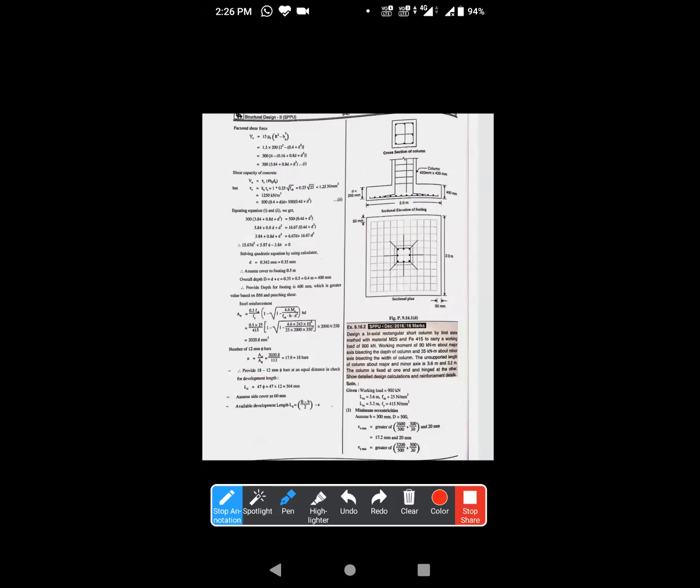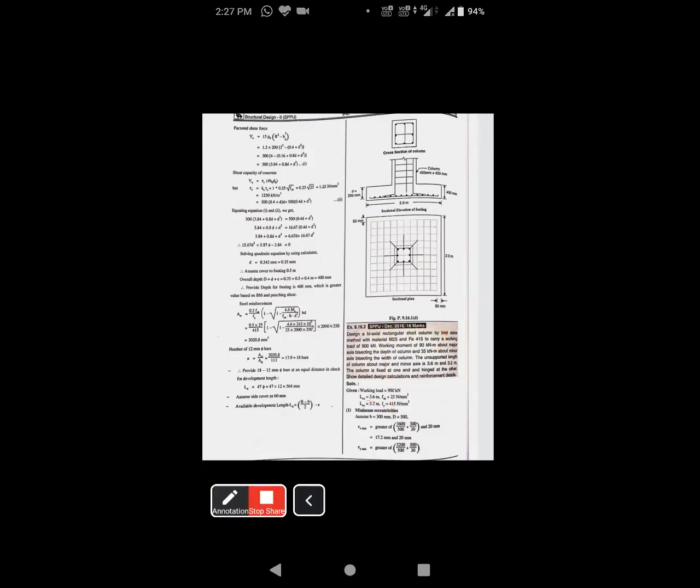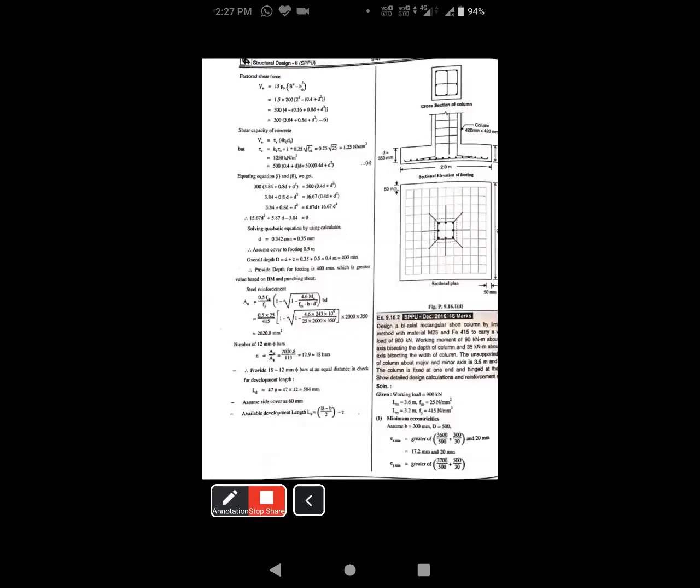Okay, next question is, design a biaxial rectangular short column by limit state method with material M25 and Fe415 to carry a working load of 900 kilonewton, with moments of 90 kilonewton meter about the major axis, bisecting the depth of column, and 35 kilonewton meter about the minor axis, bisecting the width of column. The unsupported length of column about major and minor axis is 3.6 meter and 3.2 meter. The column is fixed at one end and hinged at the other. Show detailed design calculation and reinforcement.